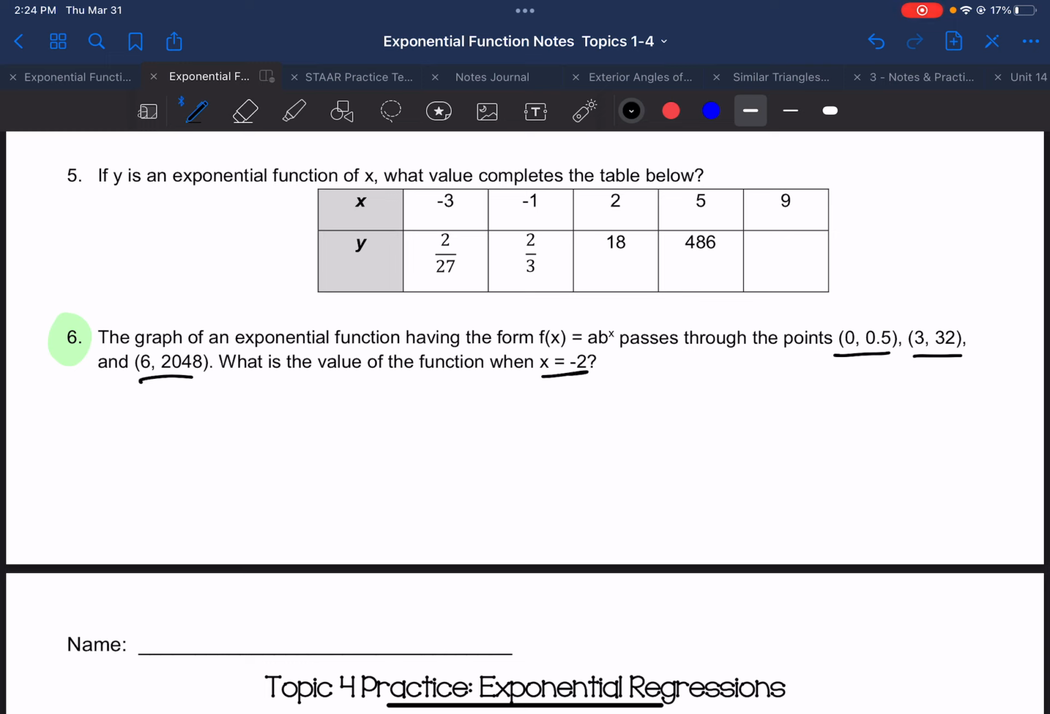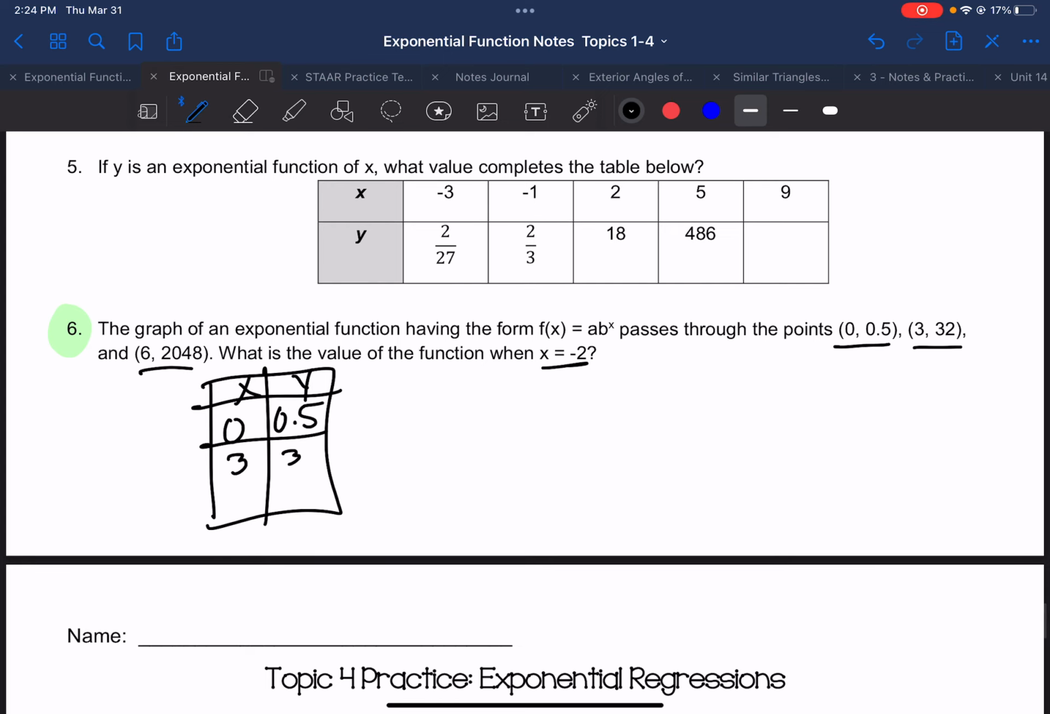We'll do this real quick. You can still do an exponential regression off this. Just remember, these are points, and points come from a table, right? So I can think about it like these came from a table, where I had 0, 0.5, I had 3, 32, and I had 6, 2048. All right, so now you have your table. All you gotta do is plug them into your calculator and then find your regression.